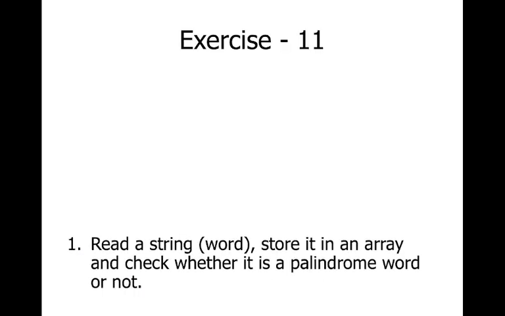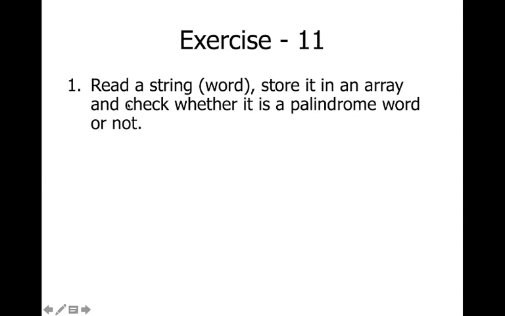Then there are three exercises here. This is the first exercise. You have to read a string, that is a word, store it in an array, and check whether it is a palindrome word or not. You have to know what a palindrome is. Malayalam is an example of a palindrome. When you reverse it, you will get the same word. Or madam, it is a palindrome. Even if you reverse it, it is the same. So you have to enter a word or a string, store it in an array, and check whether it is a palindrome or not. You can use character manipulation operations or a simple looping mechanism. You can do this program.